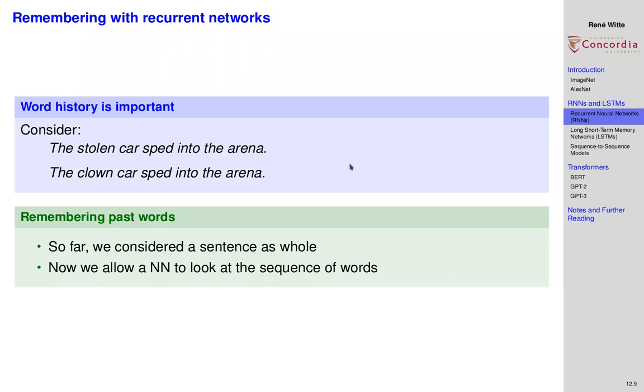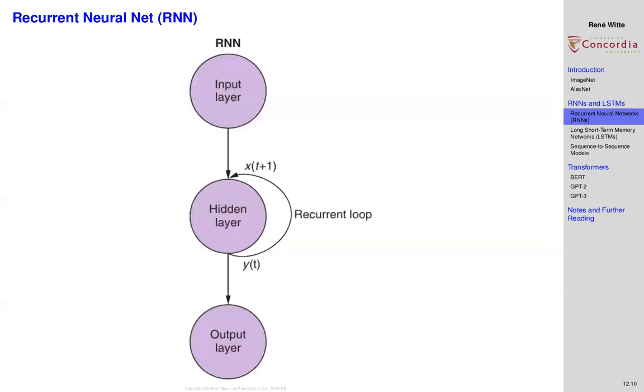So with CNNs, basically we fed a whole sentence into the network. Here, what we're going to do is we have a neural network where we feed one token at a time into the network and give it the ability to look back at the previous tokens. So that's the idea of a recurrent neural net.